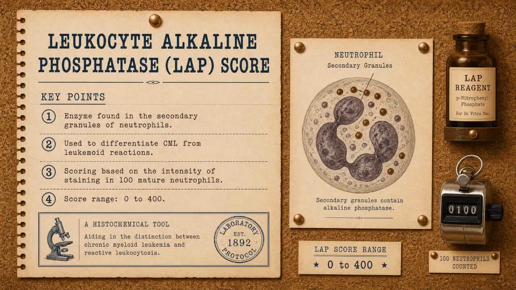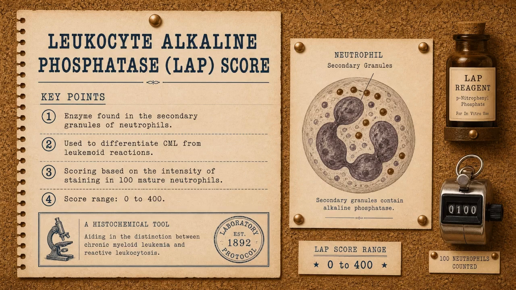Alright, histotechs, let's talk about a classic, old-school, but still incredibly useful test in the diagnosis of myeloproliferative disorders, the leukocyte alkaline phosphatase, or LAP score. We just finished discussing the bone marrow morphology in CML, and this test provides a functional insight into those cells. This isn't a molecular test, but rather a cytochemical stain that gives us valuable information about the metabolic activity of neutrophils.